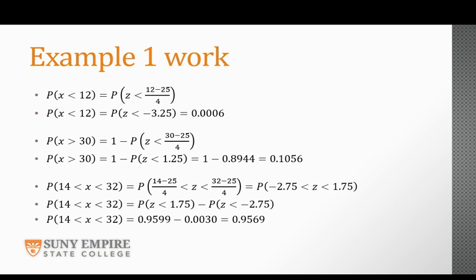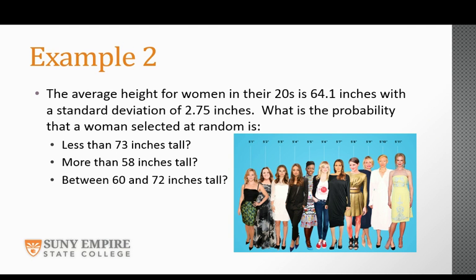Let's see some more examples. We saw earlier that for women aged 20 through 29, the average height was 69.1 inches, with a standard deviation of 2.75 inches. What is the probability that a randomly selected 20-something woman is less than 73 inches tall, more than 58 inches tall, or between 60 and 72 inches tall?